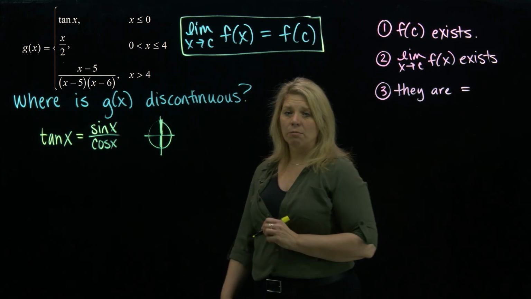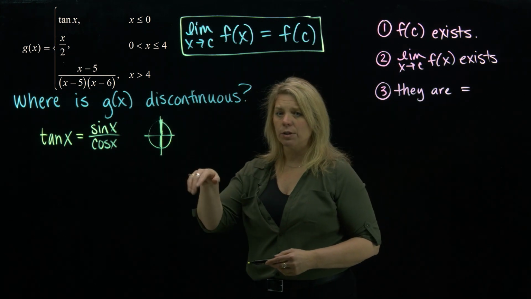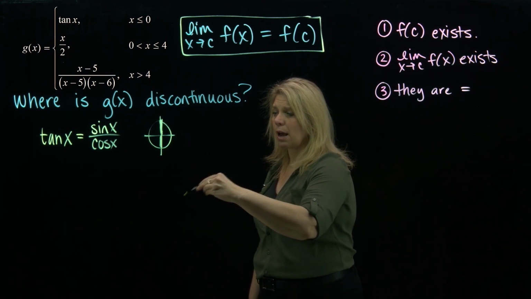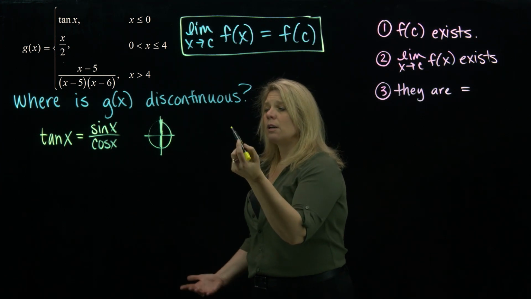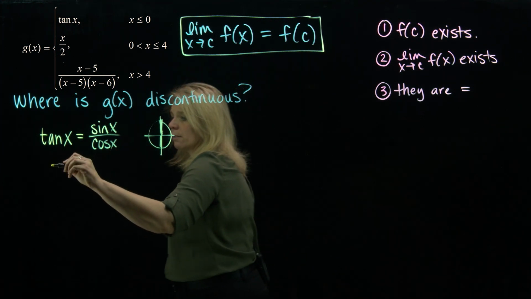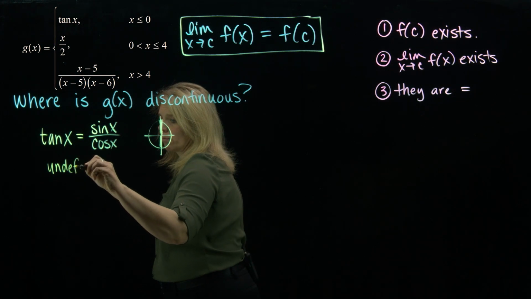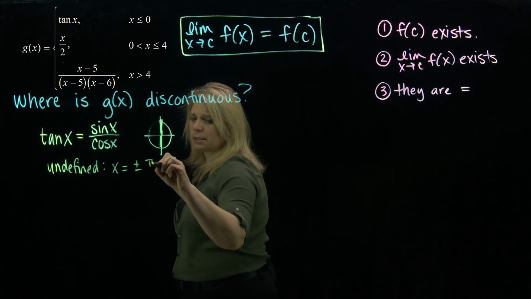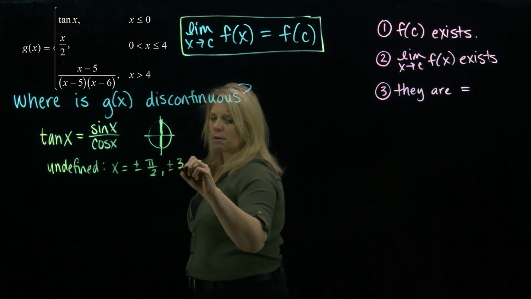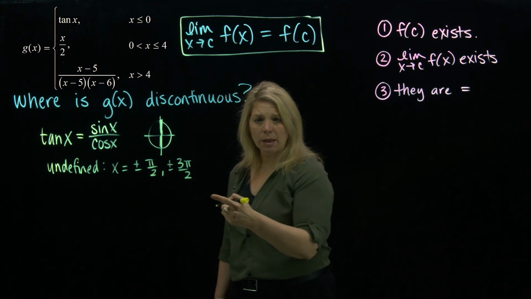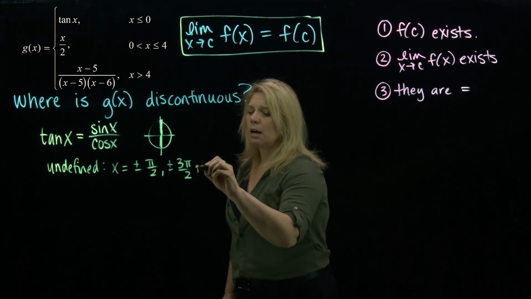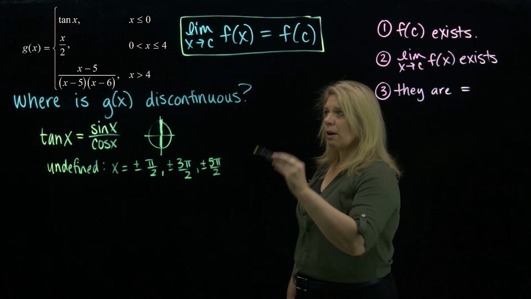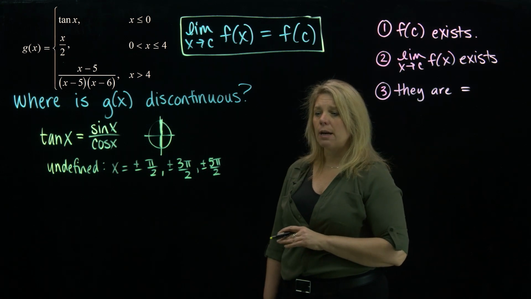Those are the odd multiples of pi over 2. Just in one revolution around the unit circle, I might say pi over 2 and 3 pi over 2, 5 pi over 2, 7 pi over 2, etc. Also the negatives. So this is going to be undefined when x is plus or minus, I'll just list some of them out here, pi over 2, 3 pi over 2. You can write this as a formula using maybe a k pi, but we'll just make a list here. Okay, not all of those are in the interval, though, for which we're using the tangent function for this piecewise function.